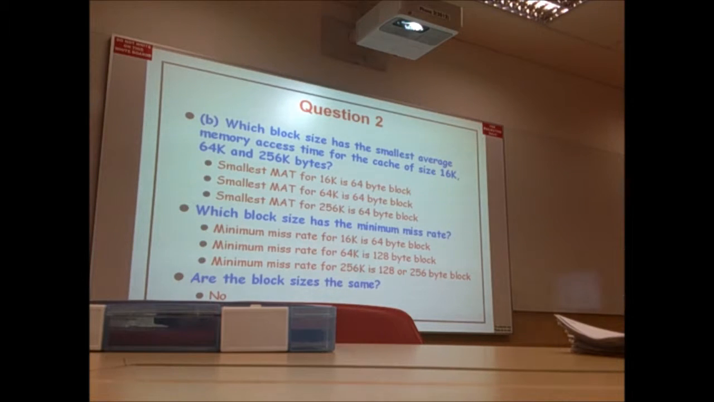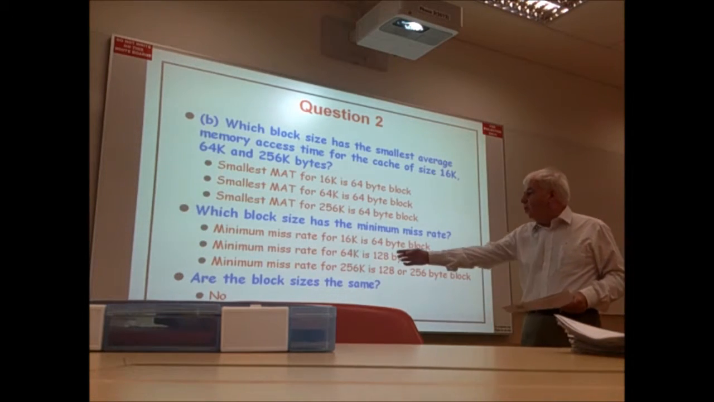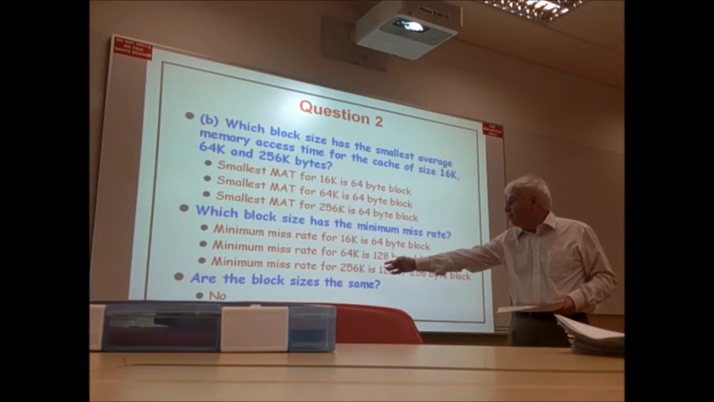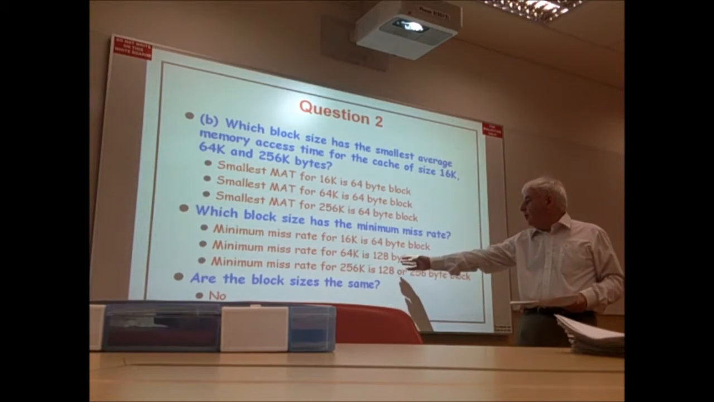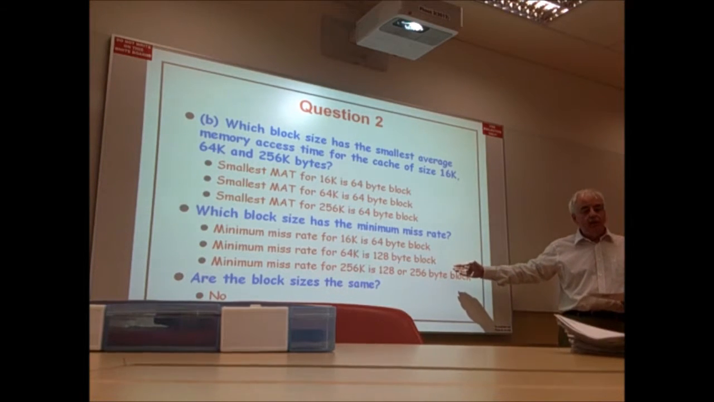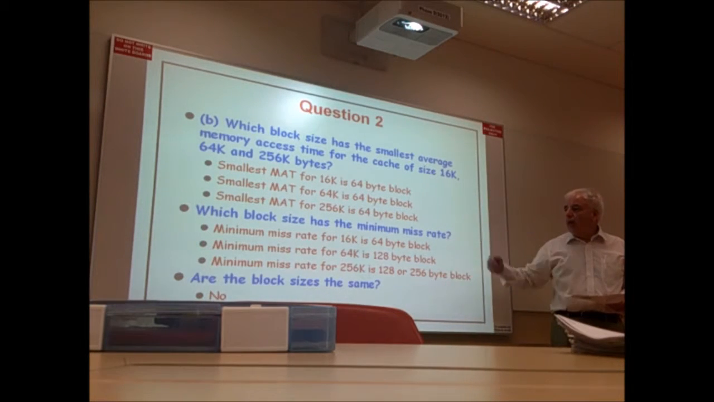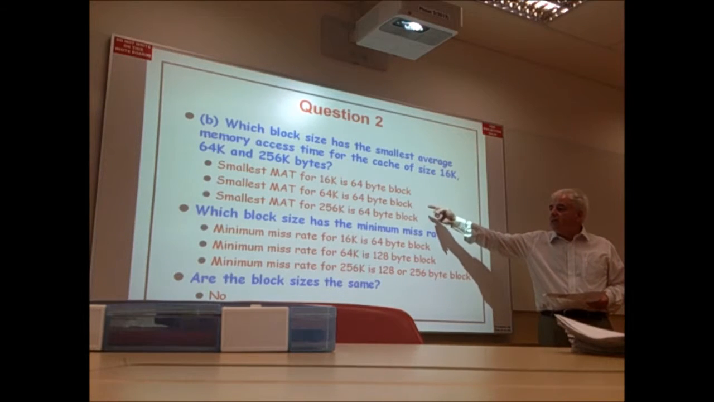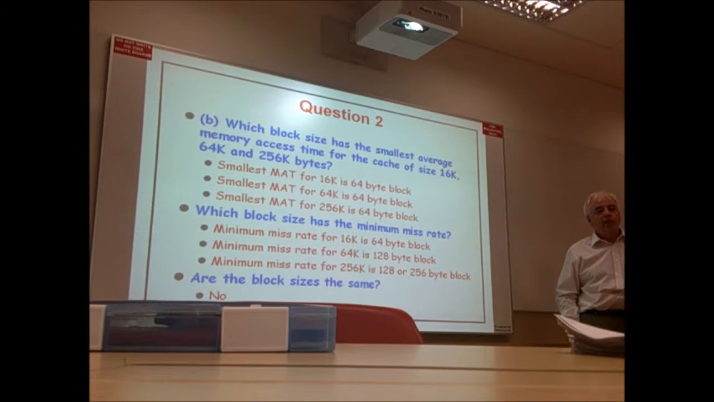Okay. So for a larger block size, you have a larger miss penalty. So although the minimum miss rate for 64K is a 128 byte block, a 128 byte block will have a larger miss penalty than a 64 byte block. So although it has a smaller miss rate, the smallest mean access time is actually the 64 byte block. Okay? So in general, a smaller miss rate will give you a smaller access time, but it doesn't always hold because there are other factors you also have to consider.